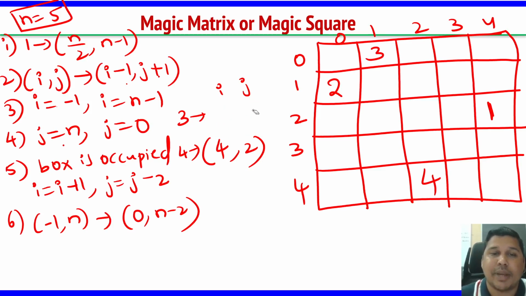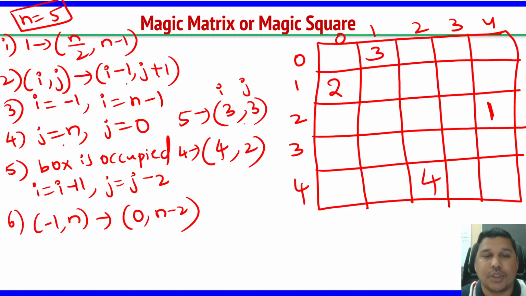Okay. So, this is my new location now. Let me fill 5. When i and j are at 4 comma 2, to fill 5, the new location will be i minus 1, that is 4 minus 1, 3, j plus 1, that is 2 plus 1, 3, right, 3 comma 3. So, the 3 comma 3 box is here, you put 5.